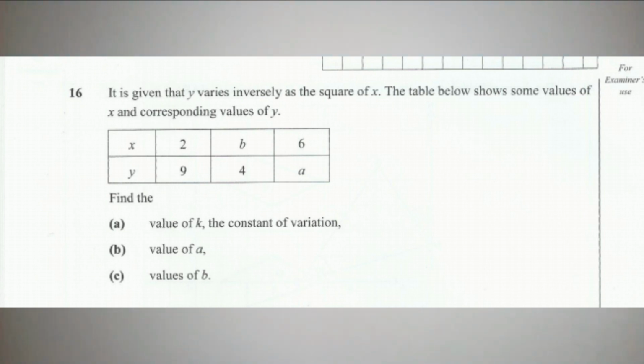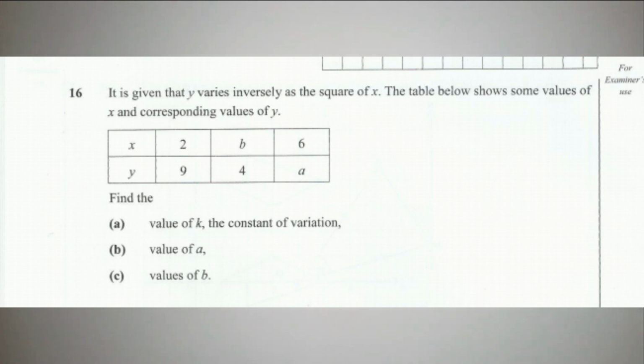All right, so question 16. It is given that y varies inversely as the square of x. The table below shows some values of x and corresponding values of y. So if you can see the table, there are values of x and y. For x we have 2, b, and 6. For y we have 9, 4, and a.